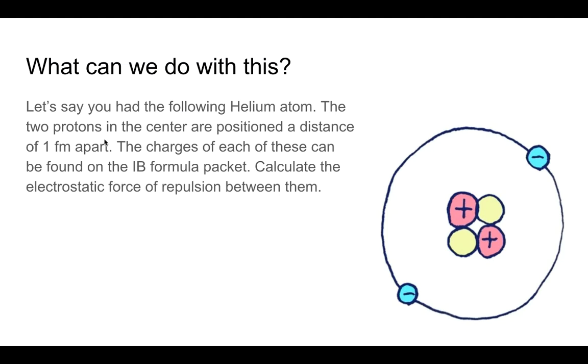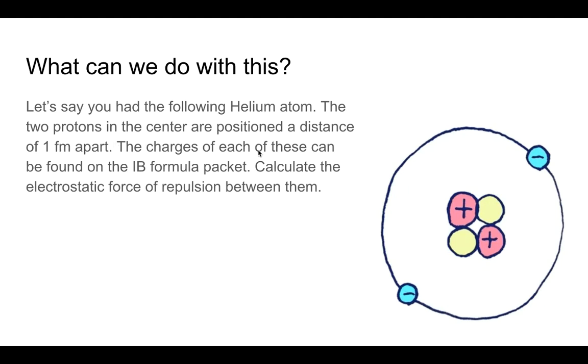Well, let's say we had a helium atom. Here's a helium atom: two protons, two neutrons, two electrons. The two protons in the center are positioned at a distance of 1 femtometer apart. So that symbol is fm. F is a prefix that means 10 to the minus 15 meters. Well, that's also on your IB formula packet. So let's recognize that. 1 femtometer is 10 to the minus 15 meters.